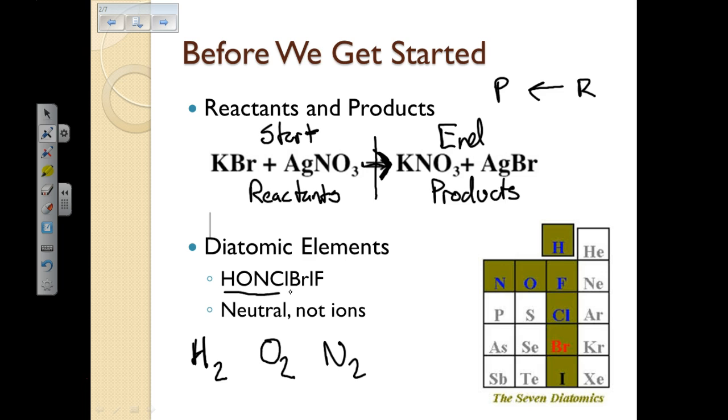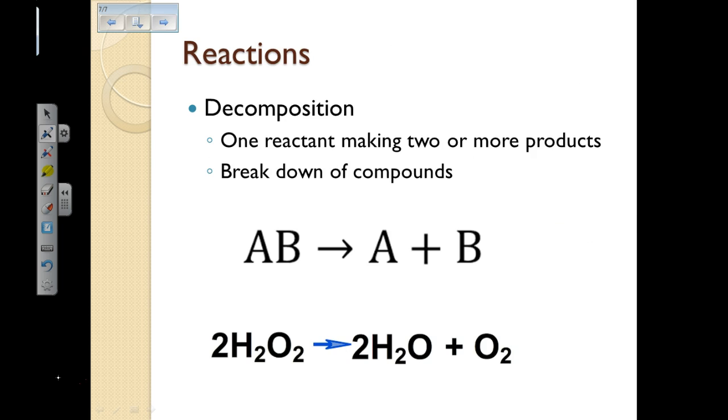And so I remember this using a mnemonic device. I just pronounce it out, and it's Honkelbrif. This is chlorine, and this is iodine. These guys form neutral elements. They're not ions. They form neutral elements, F2. And we go from there. But enough about all of that. Let's start talking about decomposition reactions.